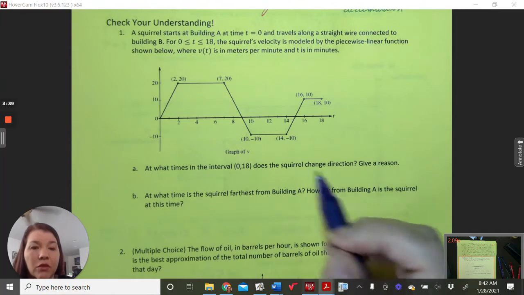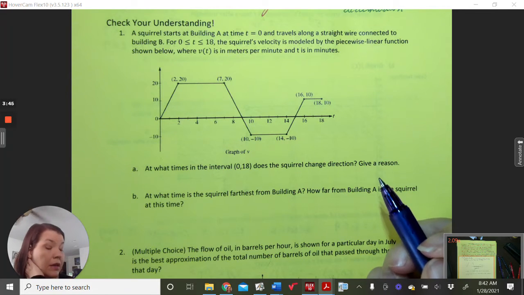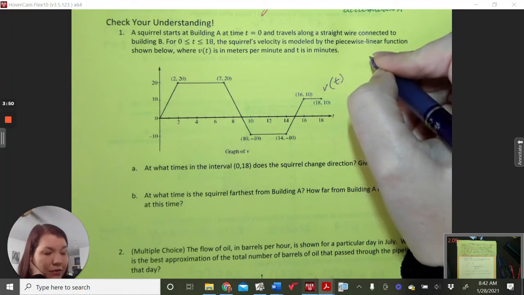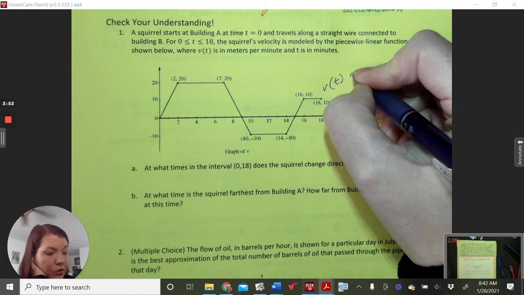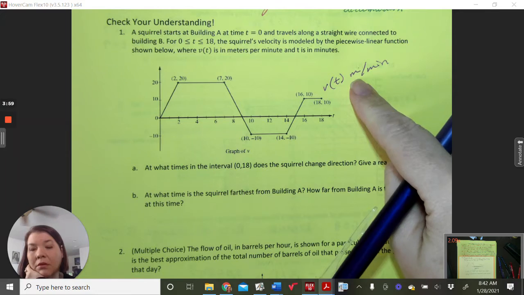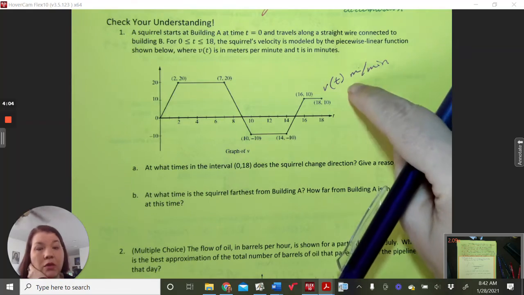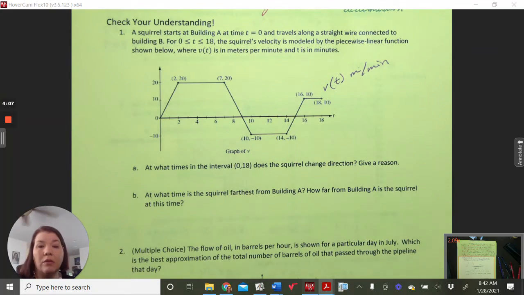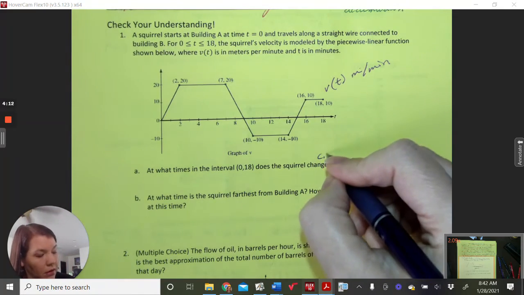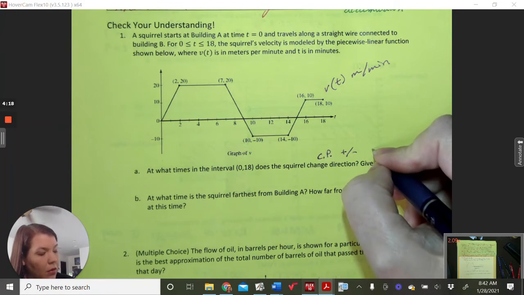At what time intervals does the squirrel change direction? So if we recall our knowledge gained in unit 1, v of t is like a derivative because it is a rate of change. It's meters per minute, and that is a derivative. Remember, it's the derivative curve, we just wrote that down. So when a squirrel changes direction, it's at critical points, potentially, when it changes from plus to minus or minus to plus.